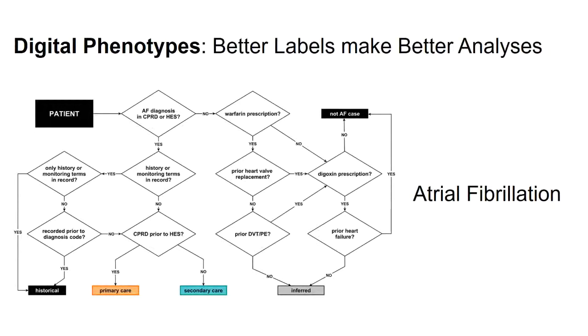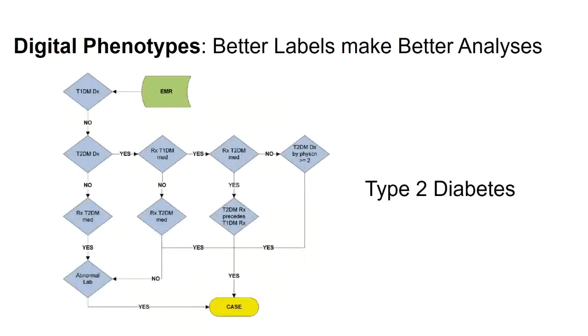And again, I won't go through all of this, but this is one example of a phenotype for atrial fibrillation. So they check if there's a diagnosis there. That's the first check. But then they look for medications for atrial fibrillation, warfarin or digoxin. And if those are present and they've confirmed that the patient is not taking those for another diagnosis, then you can infer that this patient has atrial fibrillation. Type 2 diabetes, same thing. You're looking at the diagnosis codes, the medications that you're taking, lab values, also the number of times it's diagnosed.